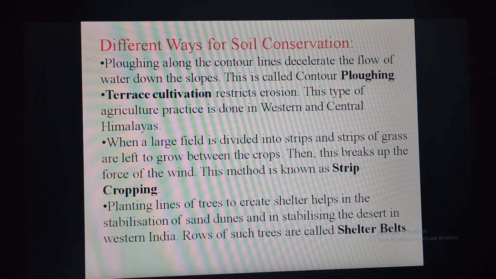Ploughing along the contour lines decelerates the flow of water down the slope. This is called contour ploughing. That is, we have to plough but in a proper way, so that we make sure of the contour lines, and after that the water flows down the slope. Terrace cultivation.